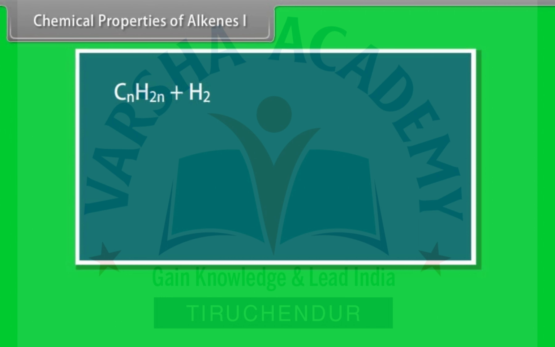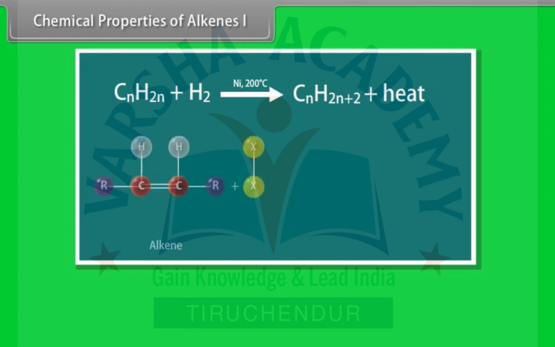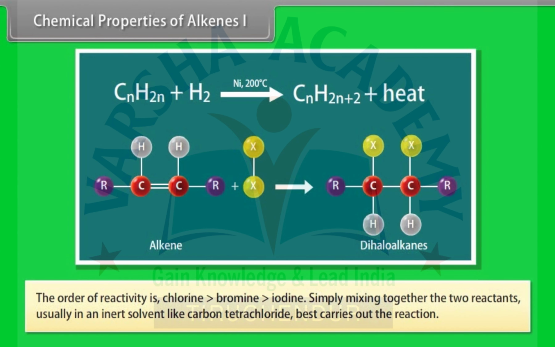Addition of hydrogen. Alkenes add hydrogen in the presence of platinum or nickel catalyst to form alkanes. The reaction, termed hydrogenation, is an exothermic reaction. Addition of halogens. Alkenes react with halogens to form dihaloalkanes. The order of reactivity is chlorine greater than bromine greater than iodine. The reaction is best carried out by simply mixing the two reactants, usually in an inert solvent like carbon tetrachloride.